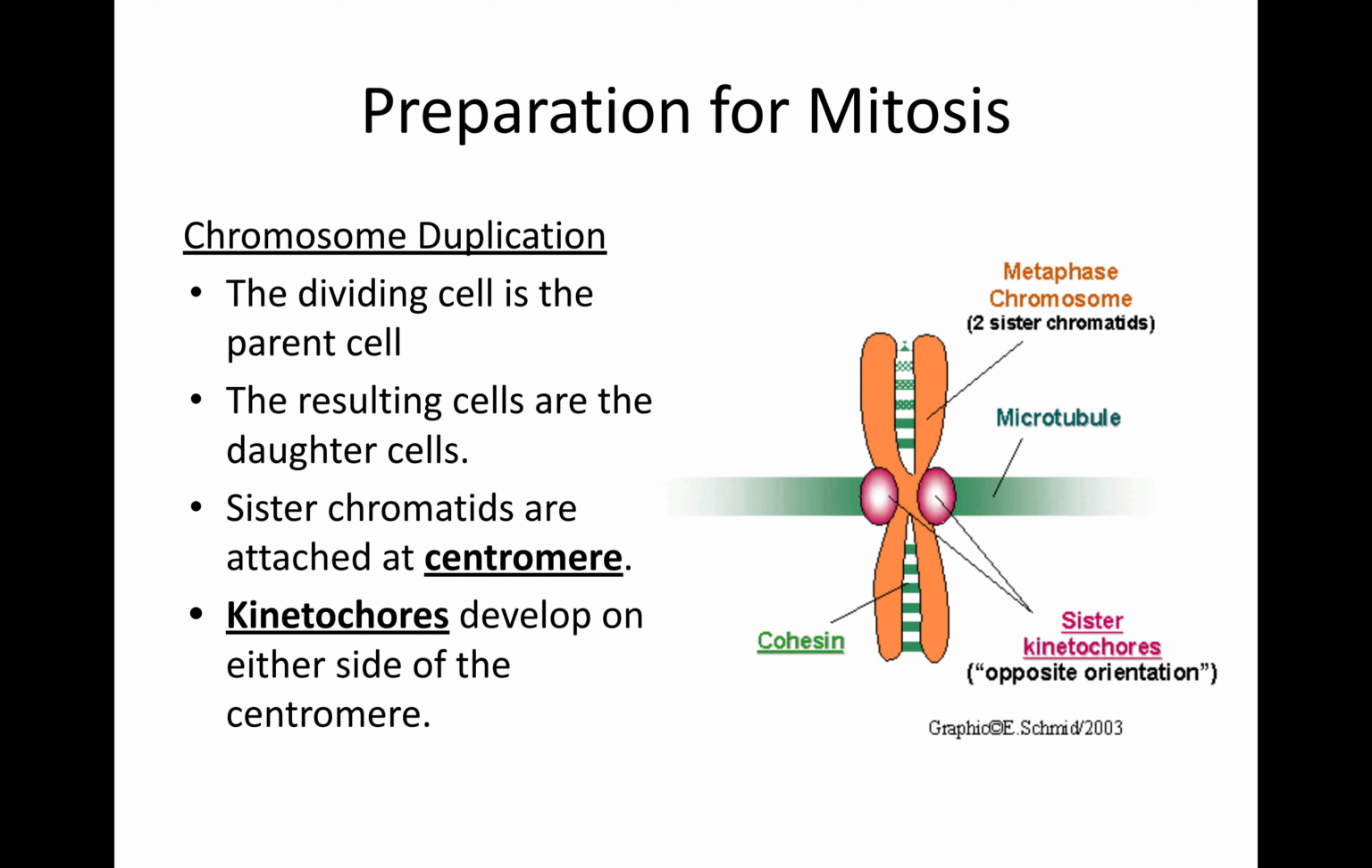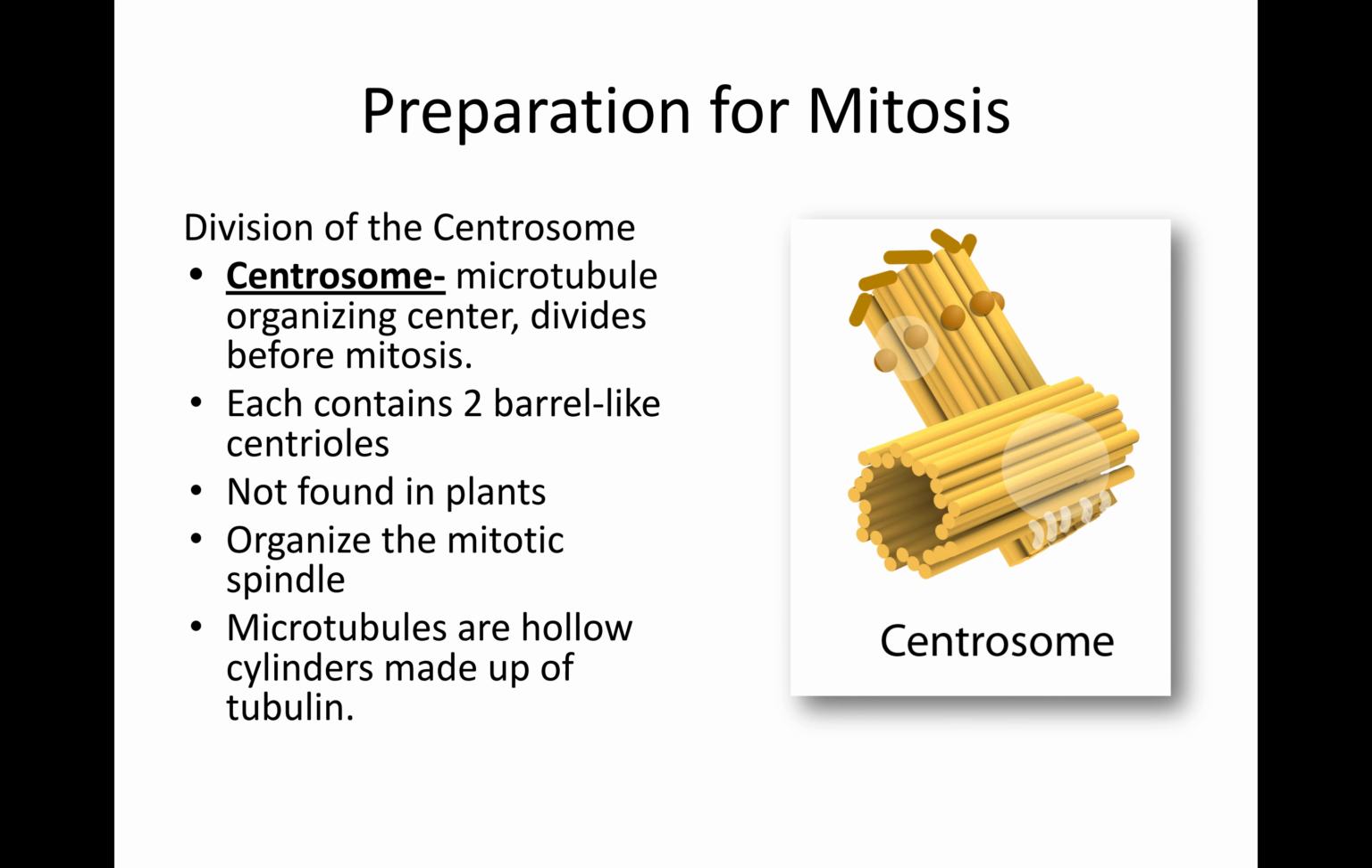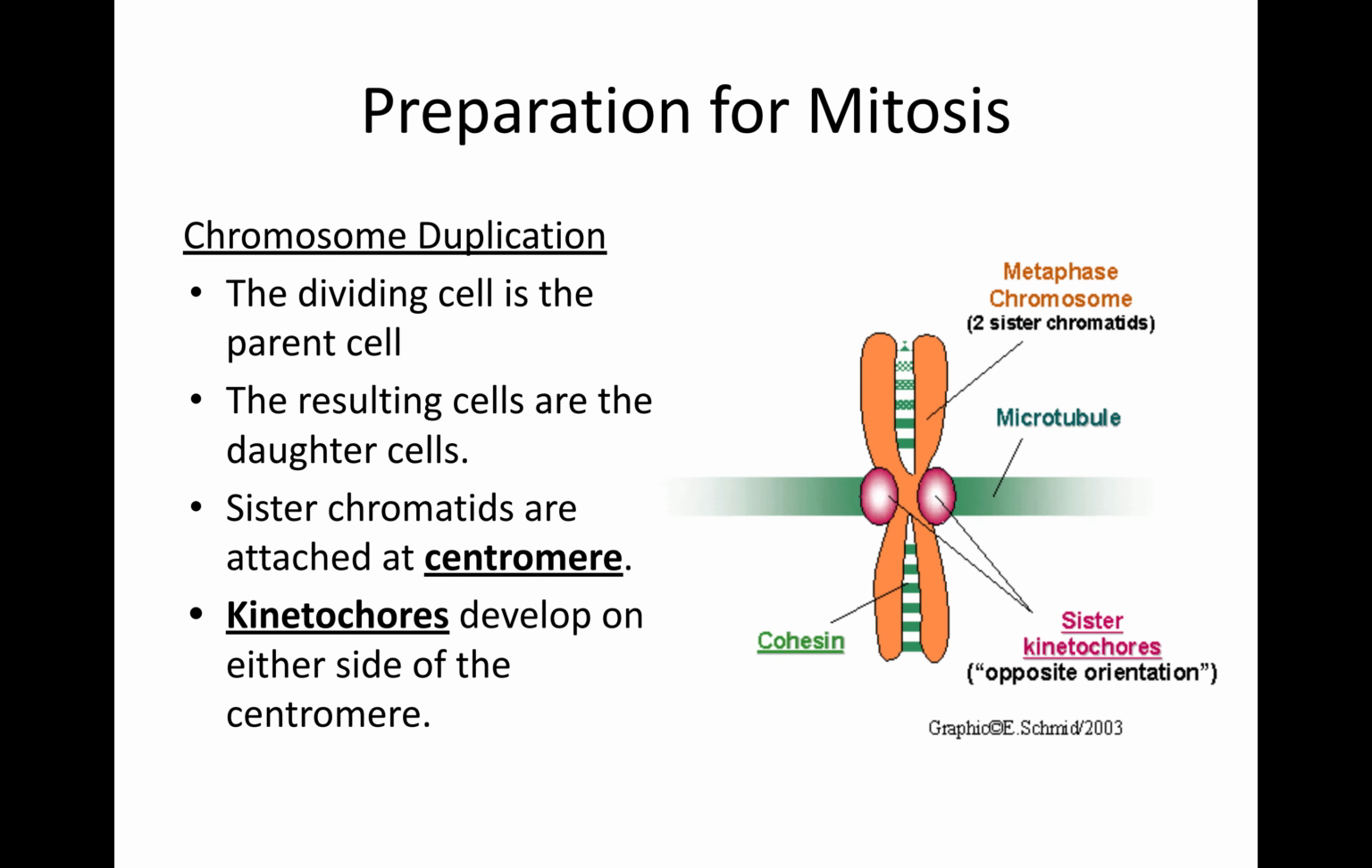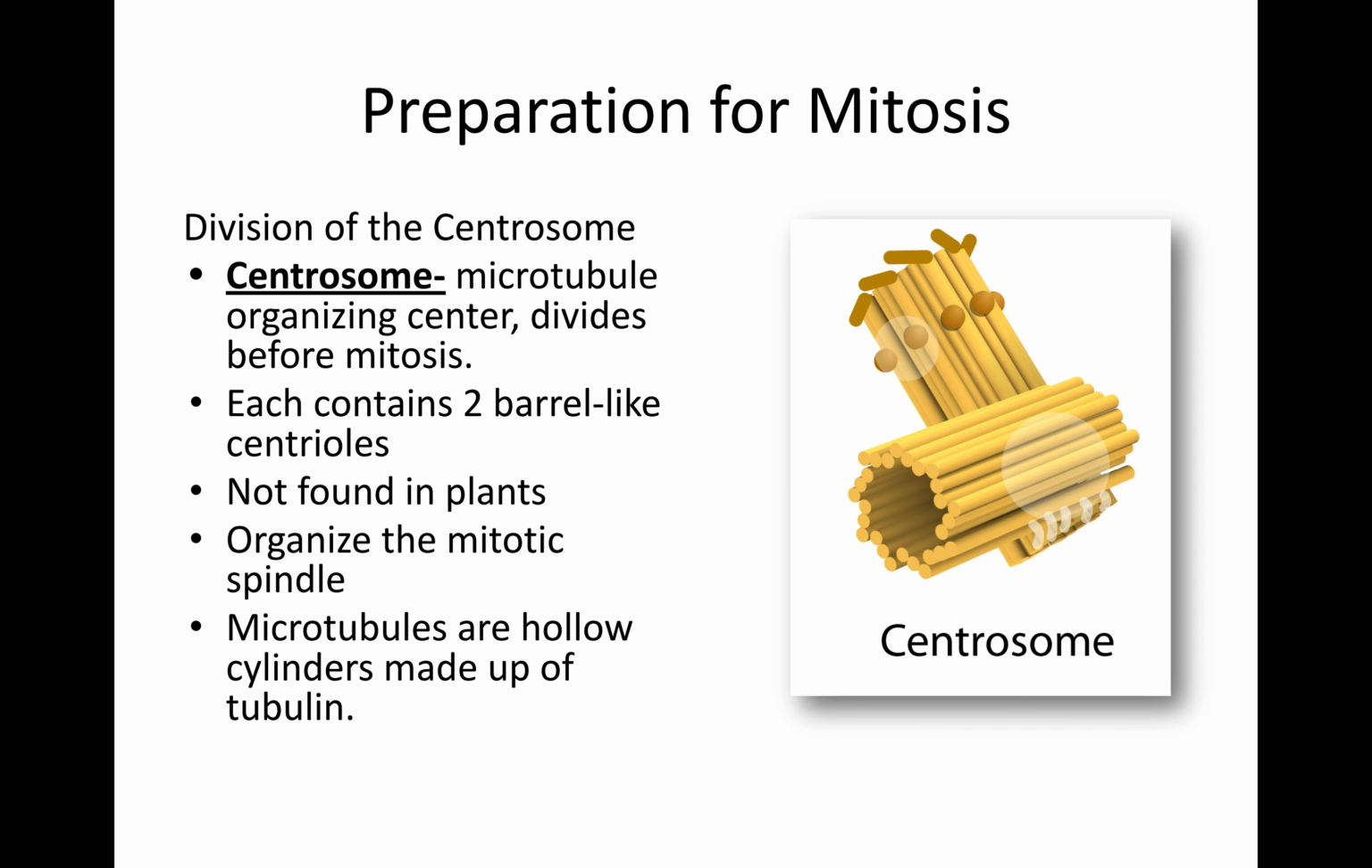Then you have these kinetochores, which develop on either side of the centromere. They're almost like a handle for the microtubules that are about to pull it apart. Those are the pink ovals you see. You need to know both of those for your test. So that was the chromosome duplication.